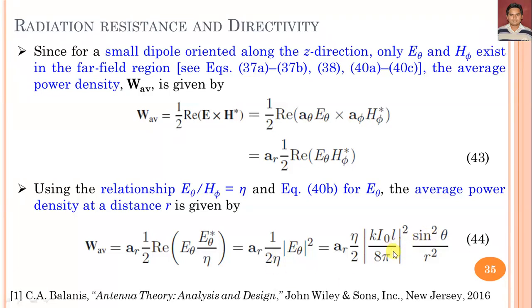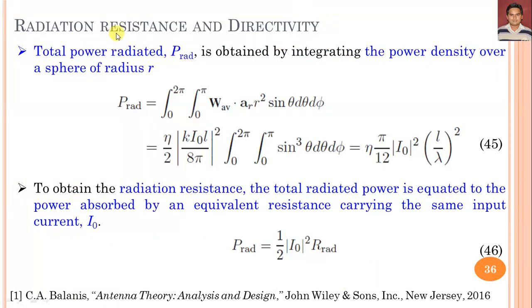So if you compare the average power density of a small dipole and an infinitesimal dipole, you find that in the small dipole it is an 8 pi component, but in the case of the infinitesimal dipole it is a 4 pi component. Other things are the same. So the total radiated power is obtained by integrating the power density over a sphere of radius r. P_radiated, we have integrated 0 to 2 pi, 0 to pi, of W_average. This is the generalized expression. And when we put the W_average from the previous equation, we find P_radiated, which is equal to eta pi upon 12 I_0 square (L by lambda) square.